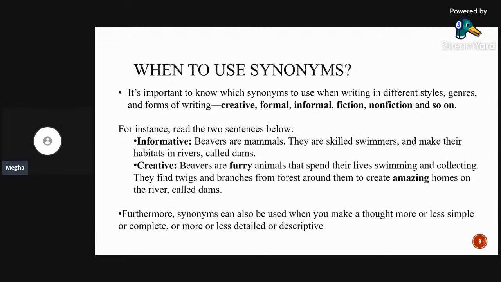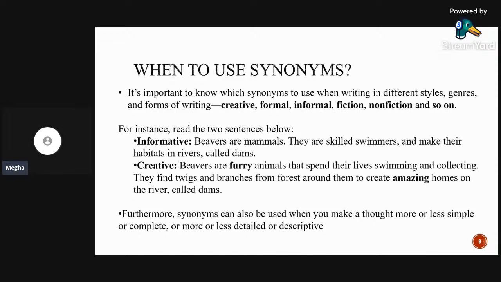So when to use synonyms: it's important to know which synonyms to use when writing in different styles, genres, and forms of writing. As I said, formal, informal, creative, fiction. So it depends what type of writing it is, or what type of conversation you are having. For instance, read the two sentences below. If it is informative: beavers are mammals. They are skilled swimmers and make their habitats in rivers called dams. Informative means you're giving some information to somebody. When you know the actual fact, then it is information known by you.